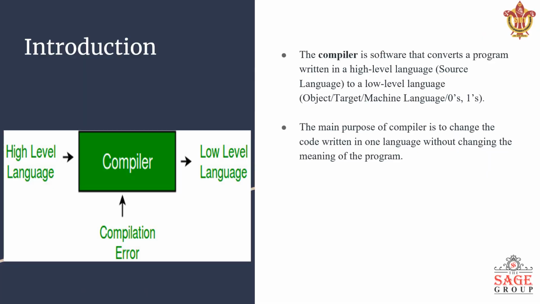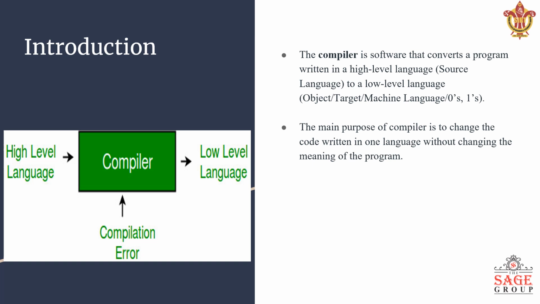Now, what is a compiler? A compiler is software, or you can say a translator, that translates a program written in a higher level language into a low level language. As we know, the computer understands only the low level language. So for compiling any program, you need a translator which translates the program written in a high level language into the low level language.